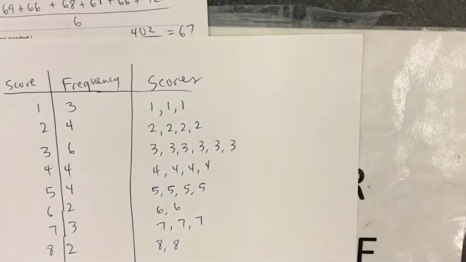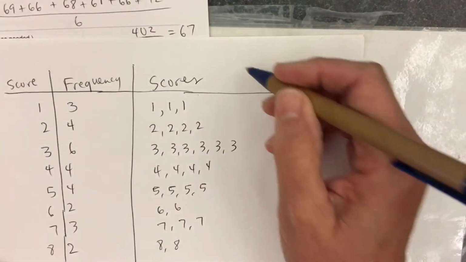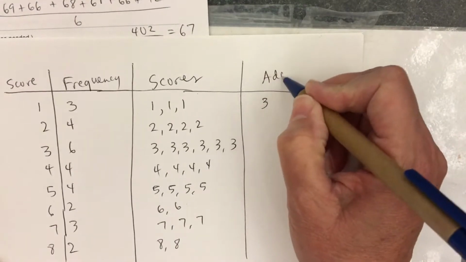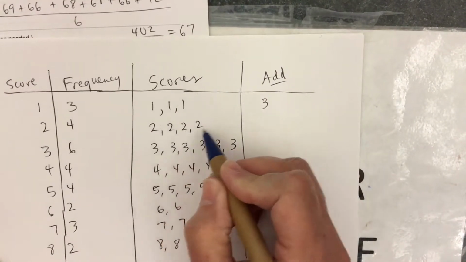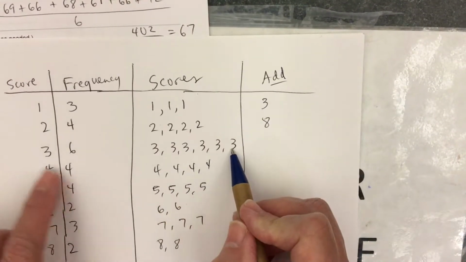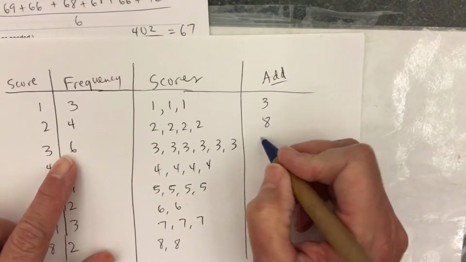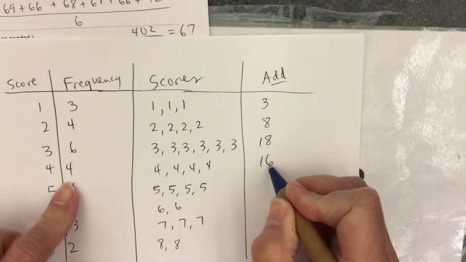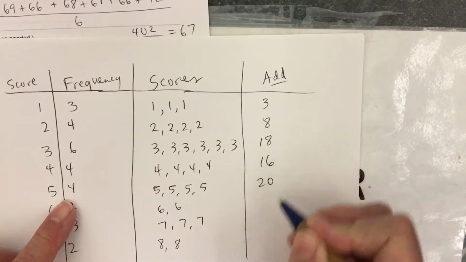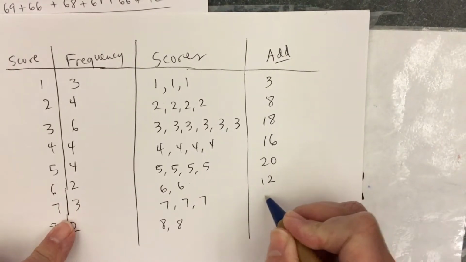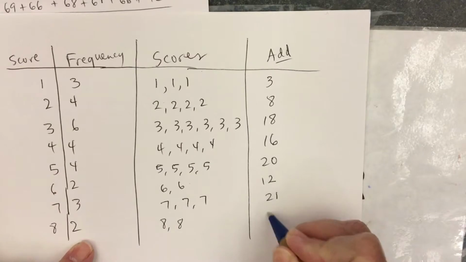And for the mean, I have to add them all up and divide by the number of scores. Well, here's a quick way to add them. 1 plus 1 plus 1 is 3. 2 plus 2 plus 2 plus 2 is 8. 1, 2, 3, 4, 5. Oh, I can just multiply 3 times 6, and I get 18, and that's the sum of the 3's. 4 times 4 is 16. 5 times 4 is 20. 6 times 2 is 12. 7 times 3 is 21. And 8 times 2 is 16.